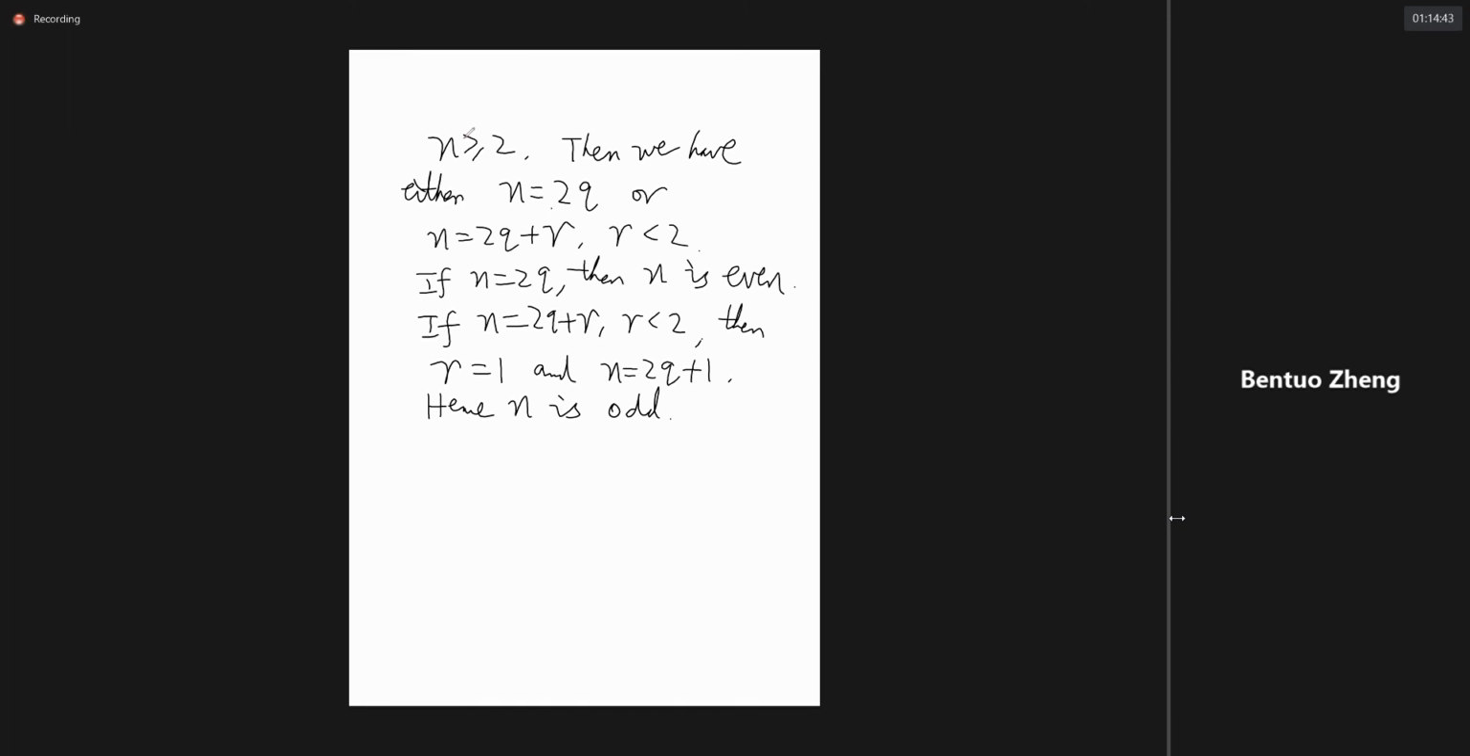Okay, to be rigorous, you should realize the second case, n is equal to 2 times q plus 1. It looks a little bit different from our definition, because our definition writes the odd number as 2 times k minus 1. But this one can be written as n equals 2 times q plus 1 minus 1. So this still satisfies our definition of odd numbers.